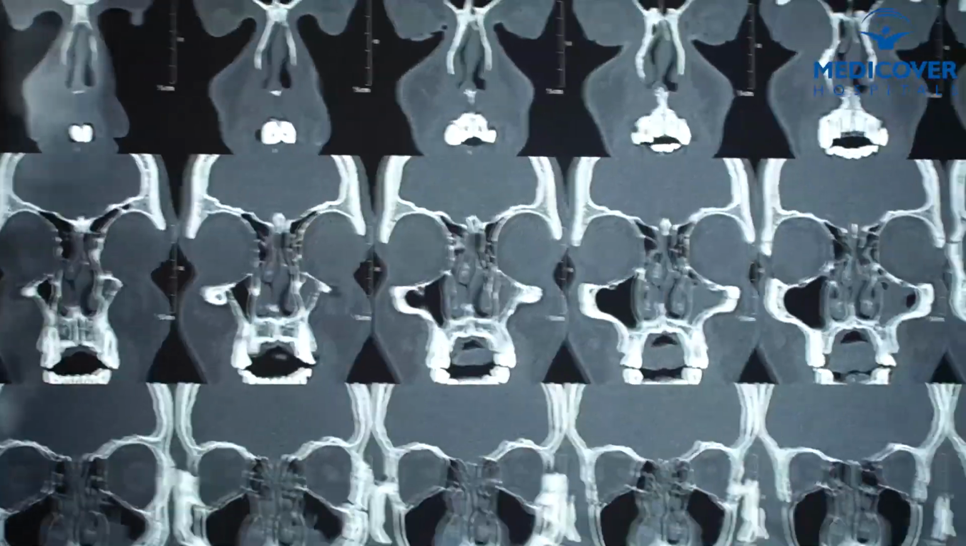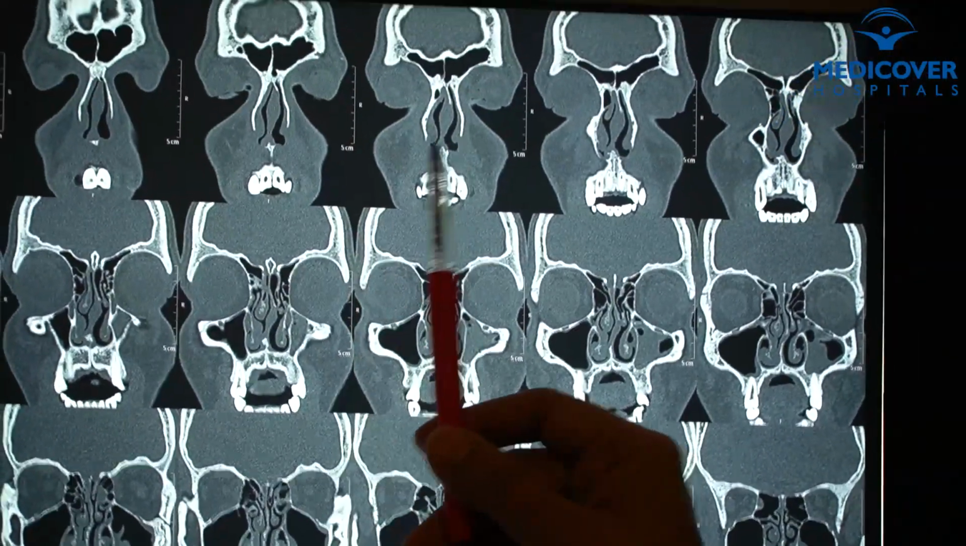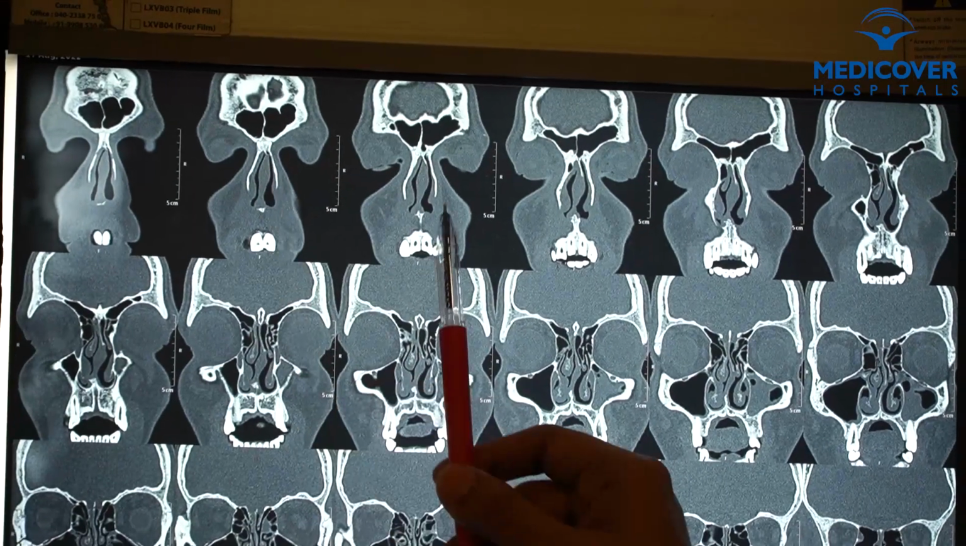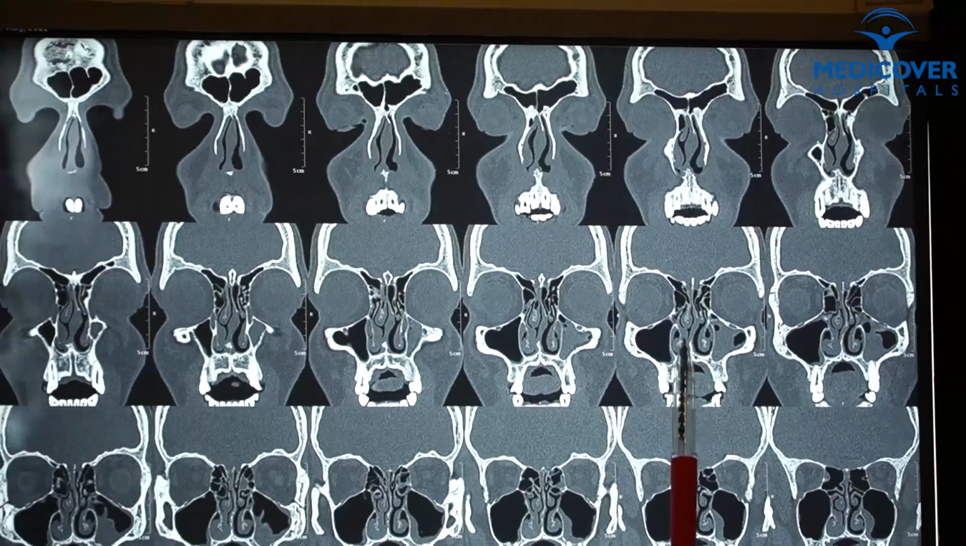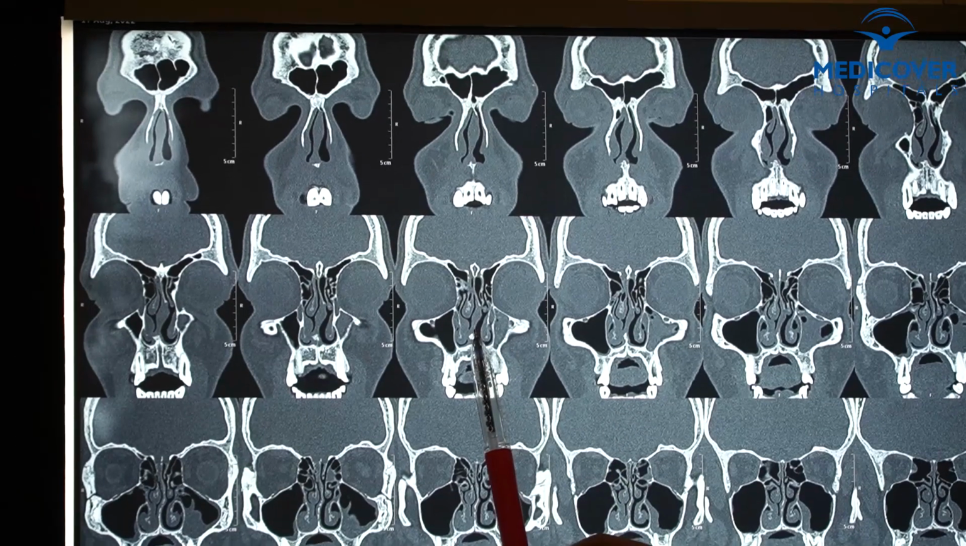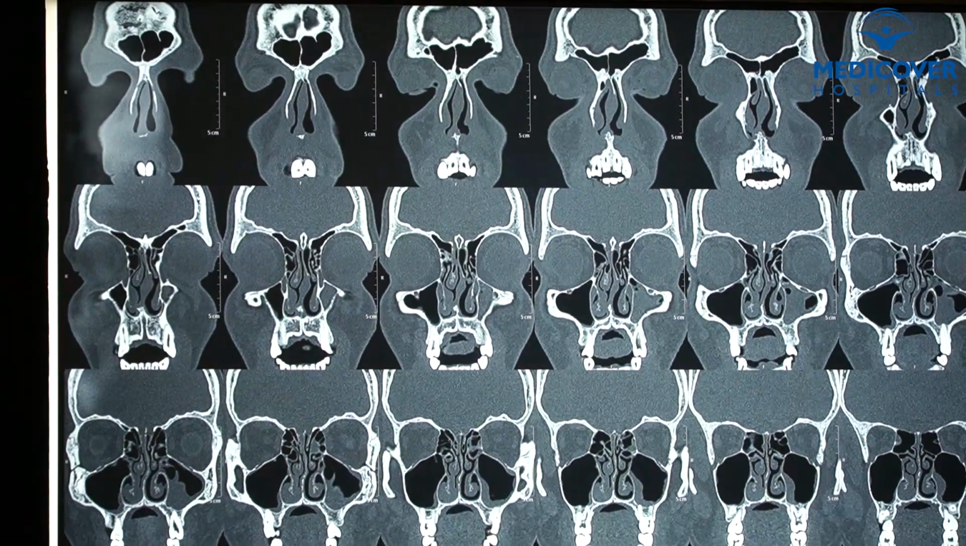So this is the orientation, and now you can look into the septum. The septum in this person has a little bending, like this curvature. This is called DNS, or deviated nasal septum.